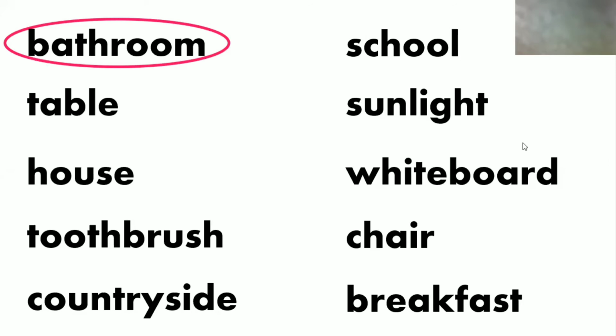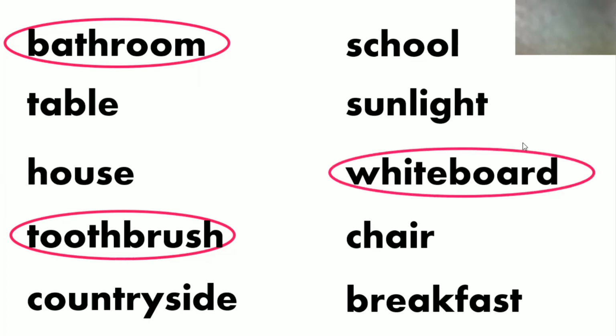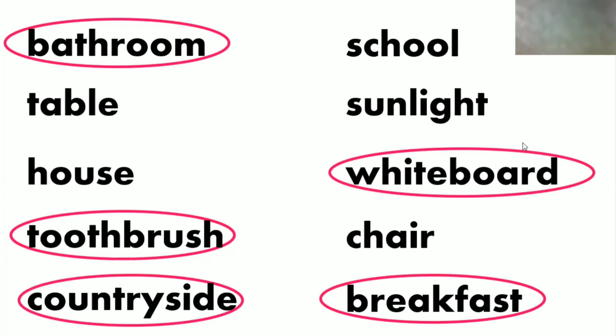Bathroom, good job. Another. Toothbrush, very good. Whiteboard, good job. Next, breakfast, very good. Countryside, good job. Sunlight. So these are compound words.